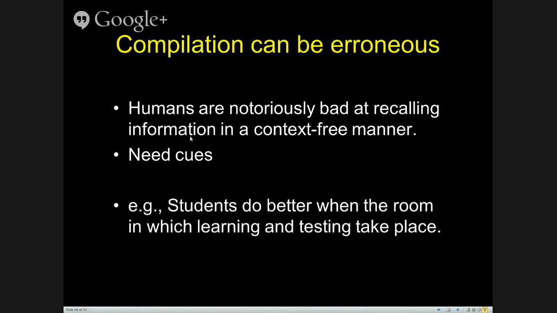So a cue might be just as simple as having students take a test or an exam in the same room that they use for learning, because the context is something that they've already assimilated into the way they think.